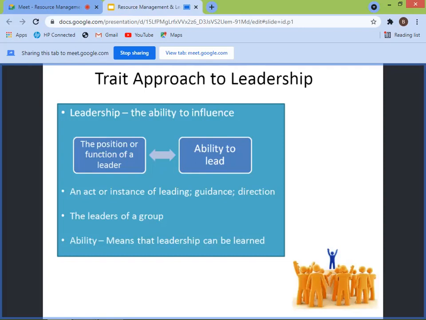So leadership is about the ability to influence. I always talk about it. Influencing, that's leadership. The position or function of a leader and the ability to lead. An act or instance of leading, guiding, direction, the leaders of a group. Ability means that leadership can be learned. Okay, it can be learned.